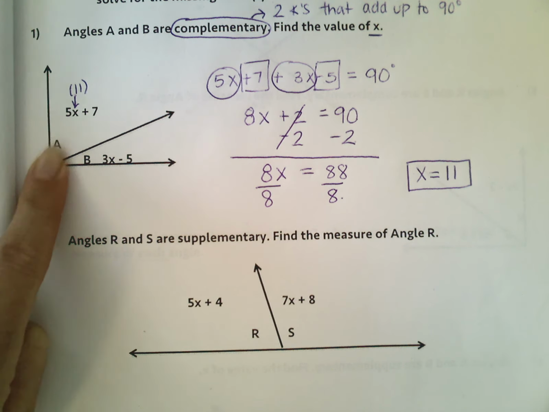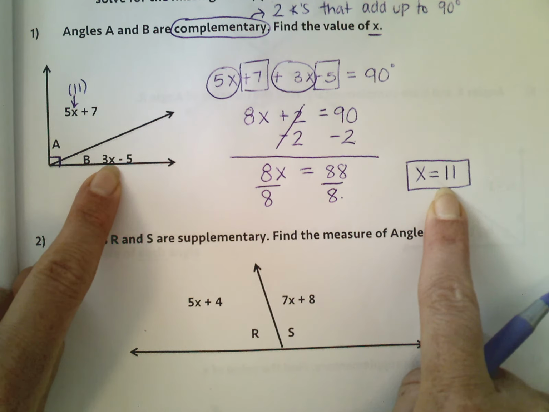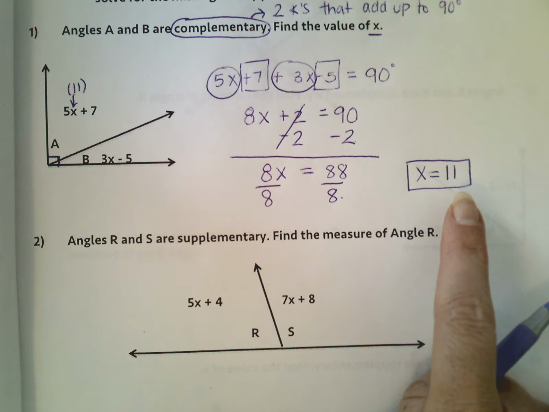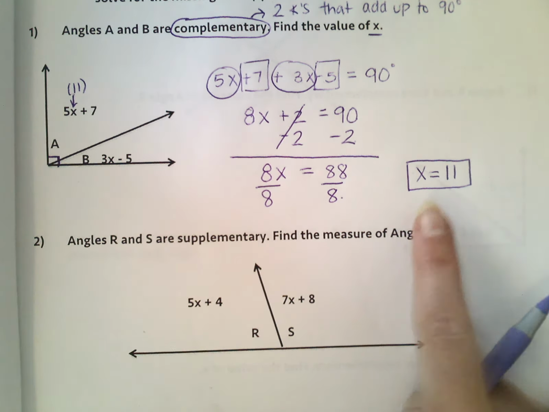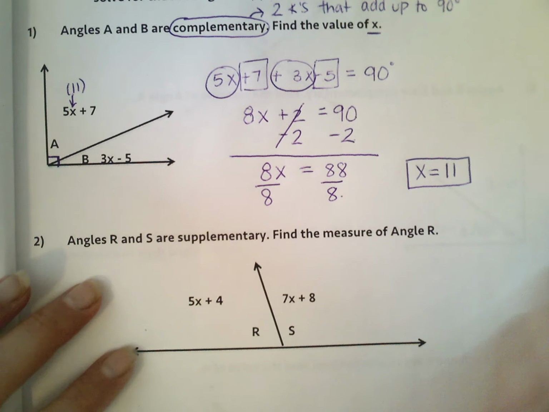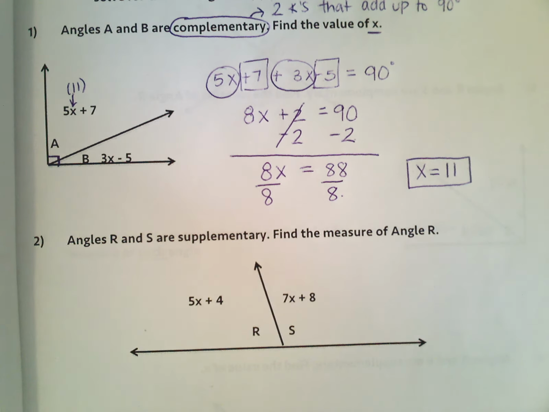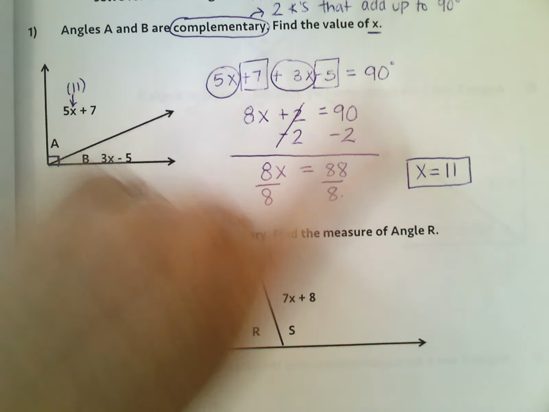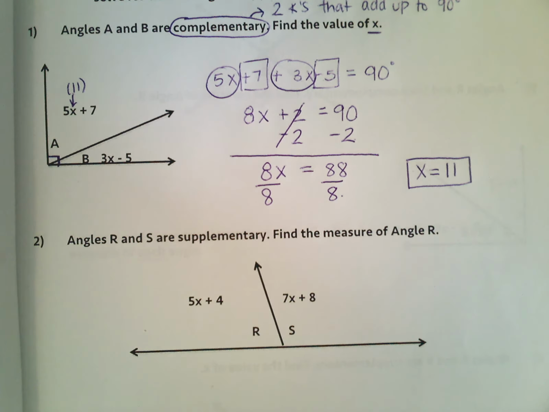Same thing with angle B. 3 times the 11 is 33. 33 minus 5 would be 28. So you could always double check and add those 2 up and make sure they added to 90 if you were unsure of yourself. But today, right now, for this one, they're just asking you to find the value of x. So we've done the job there.